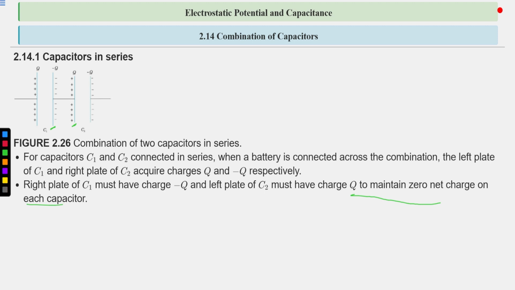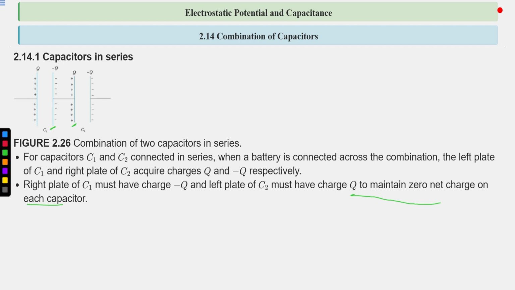By the definition of a capacitor, we know that for a parallel plate capacitor, or a capacitor containing two conductors, if there is positive Q charge on one plate, then there should be negative Q charge on the other plate, so that the net charge on the capacitor is zero. A similar concept applies here.